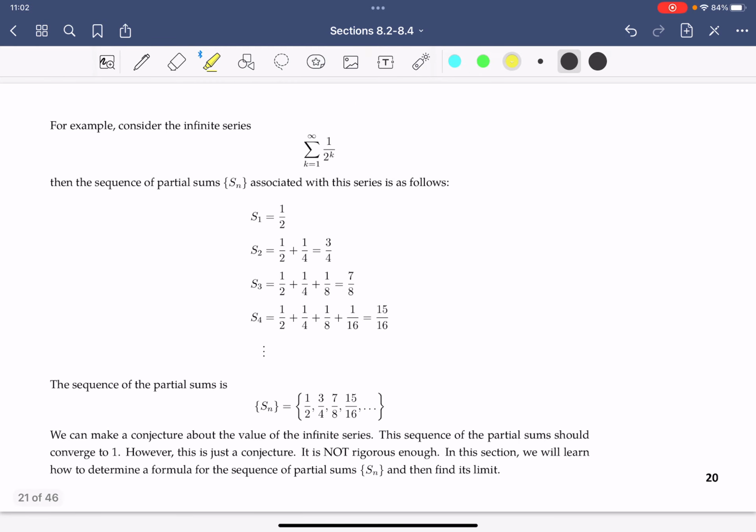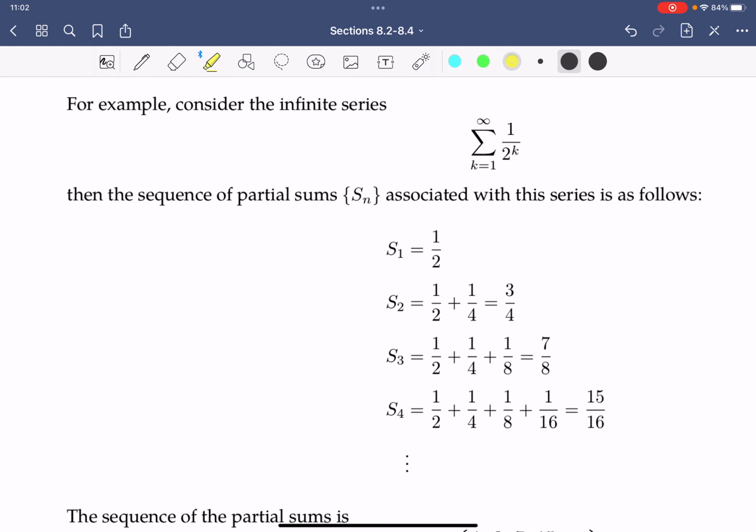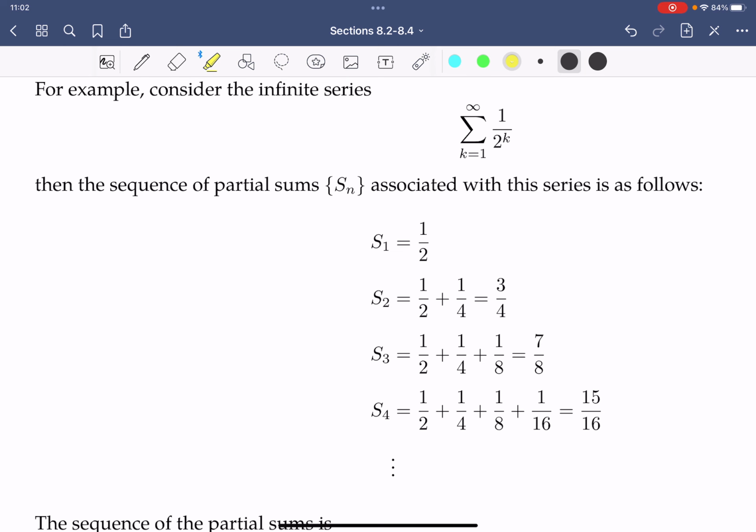For example, if I see 1 over 2 to the k, everyone take a look at this, from k equal to 1 to infinity. If you expand only one term, it's 1/2. Two terms, 1/2 plus 1 over 4, which is 3 over 4. Three terms, 1/2 plus 1 over 4 plus 1 over 8, which is 7 over 8. And then 1/2, 1 over 4, 1 over 8, and 1/16, which is 15 over 16.